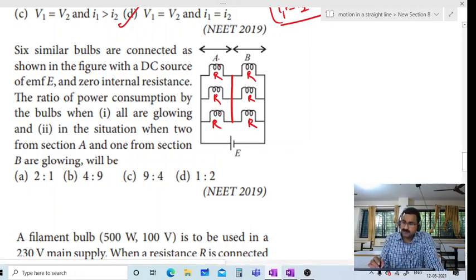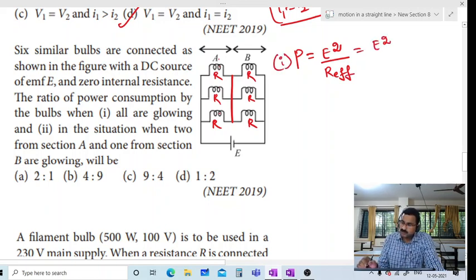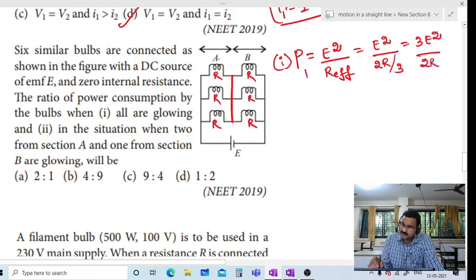The power formula is P equals V square by R, so E square divided by R effective in the first case. What is R effective? These three are in parallel, so 1 by R plus 1 by R plus 1 by R is 3 by R. Therefore 1 by R effective equals 3 by R, so R effective is R by 3. This part is R by 3, and this part is also R by 3. Both are in series, that becomes 2R by 3. So P is 3E square divided by 2R in the first case.